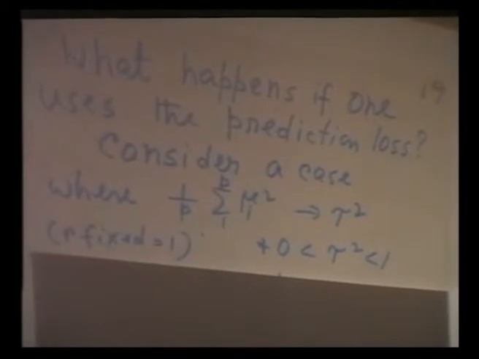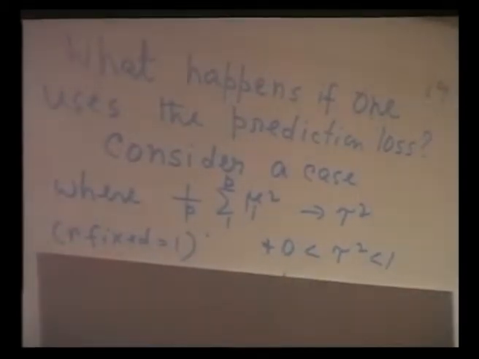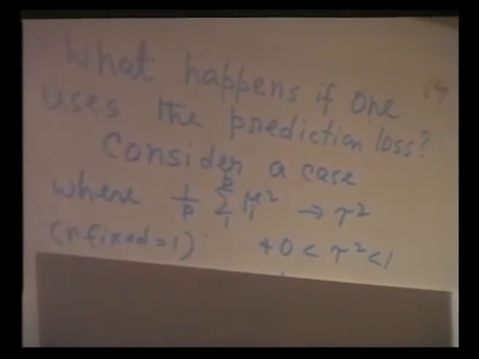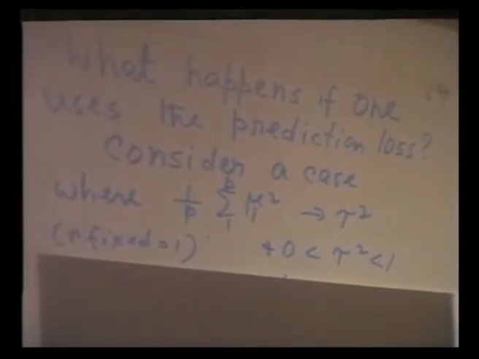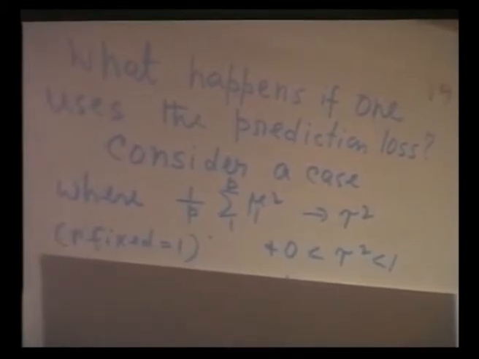And I'm going to, for some reasons which I'm going to tell you perhaps later, look at a case where the more complex model is true. I've taken R fixed. It doesn't matter where you fix R, but I've just taken R equal to 1. And I'm taking this limiting value to be between 0 and 1.